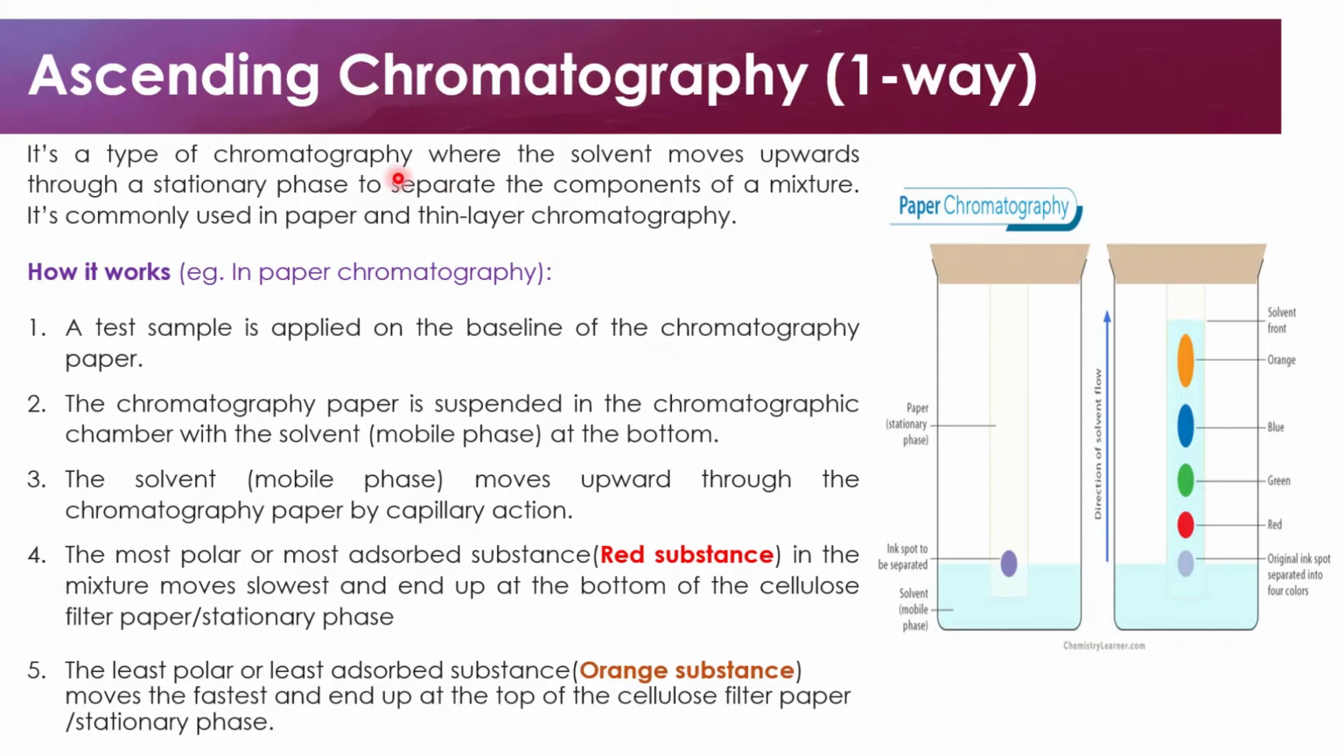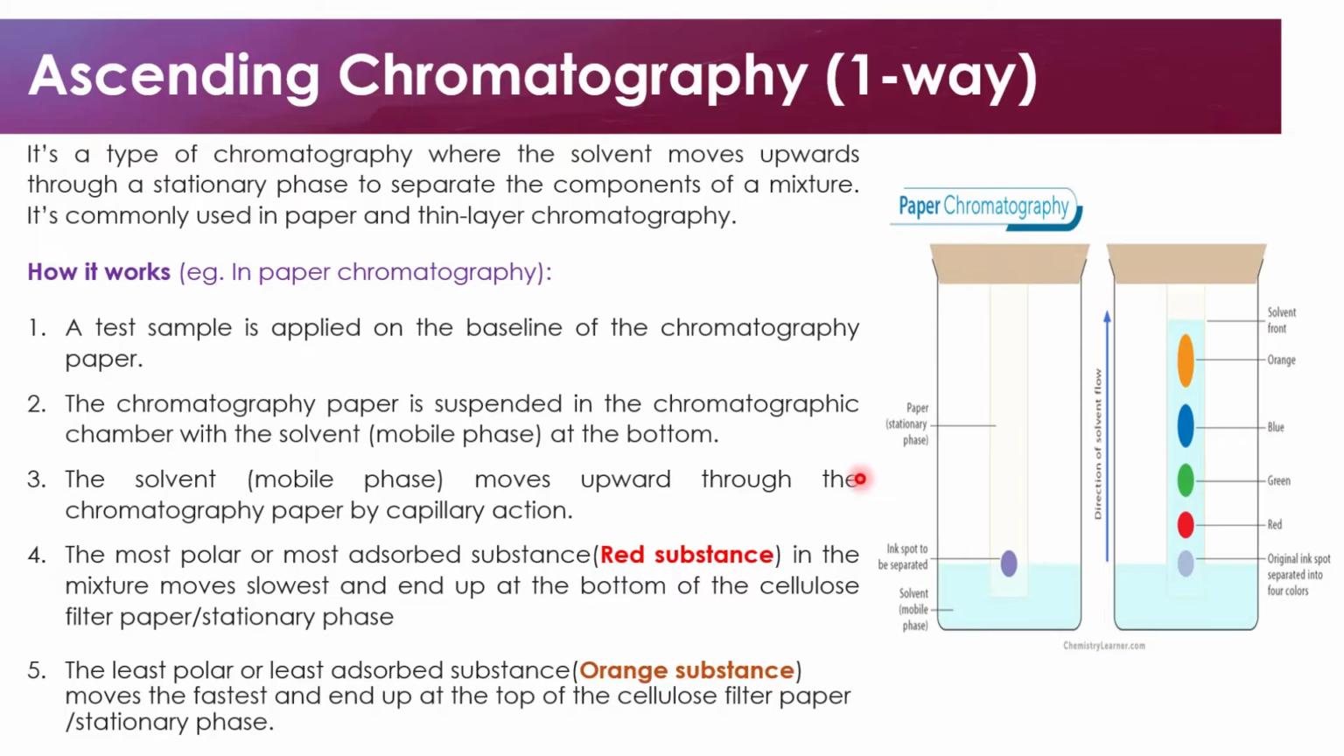One-way ascending chromatography is a type of chromatography where the solvent moves upward through a stationary phase to separate the components of a mixture, and it's commonly used in paper and thin layer chromatography. So let's see how it works using paper chromatography.